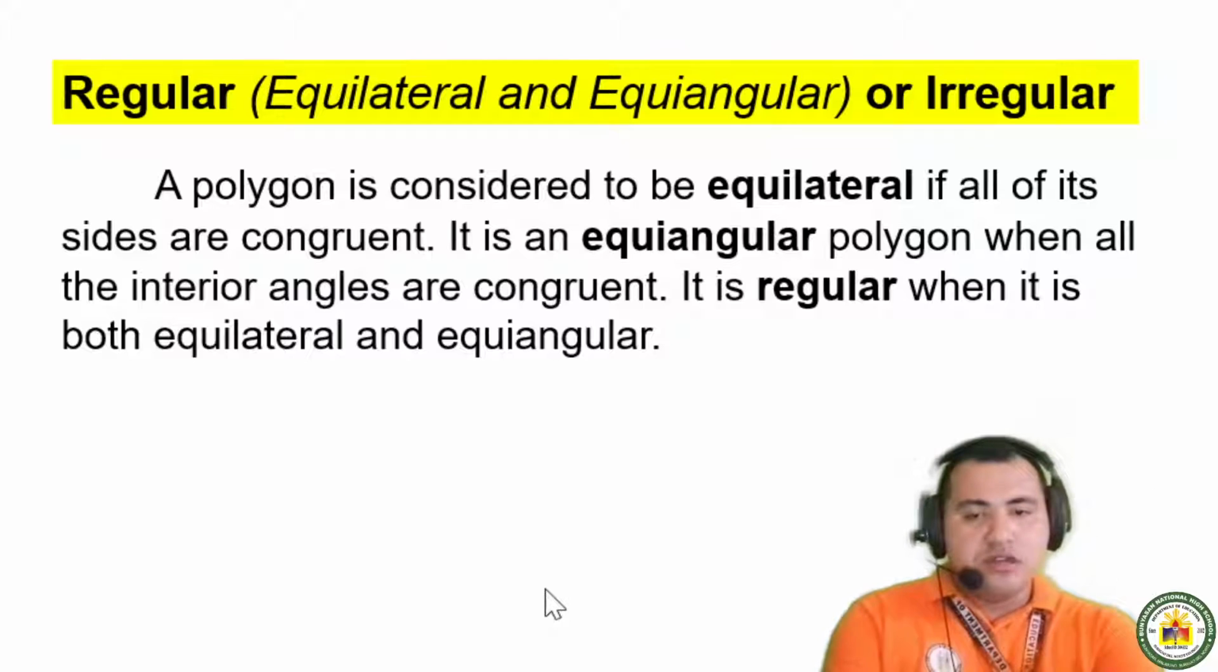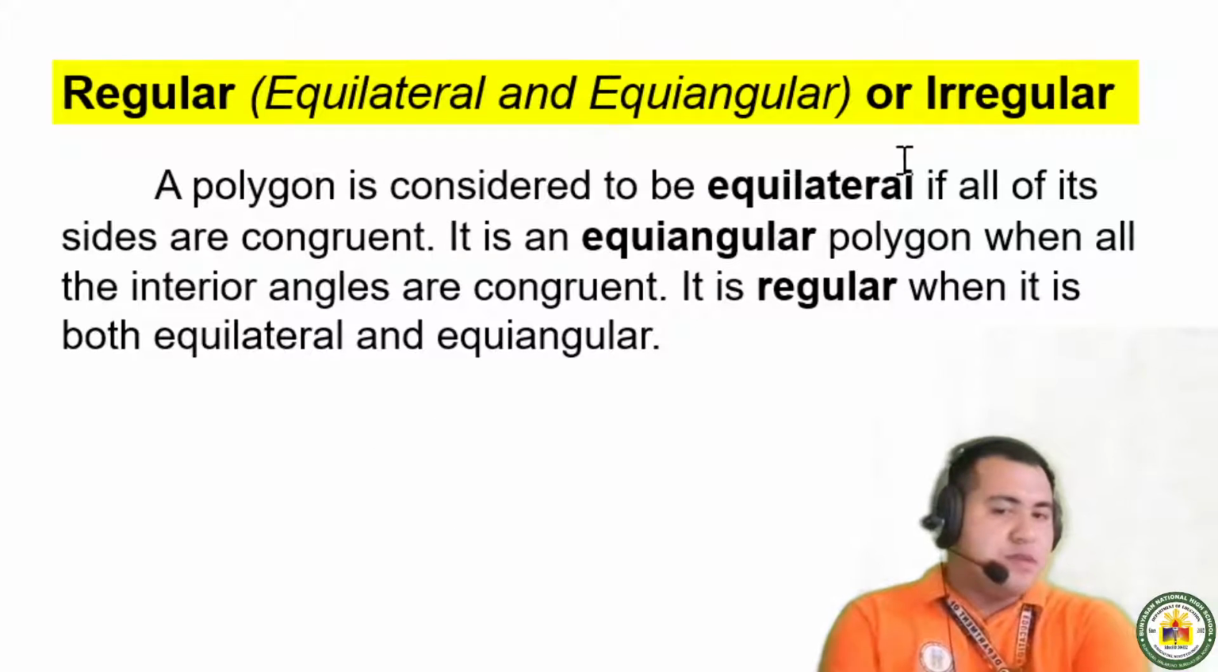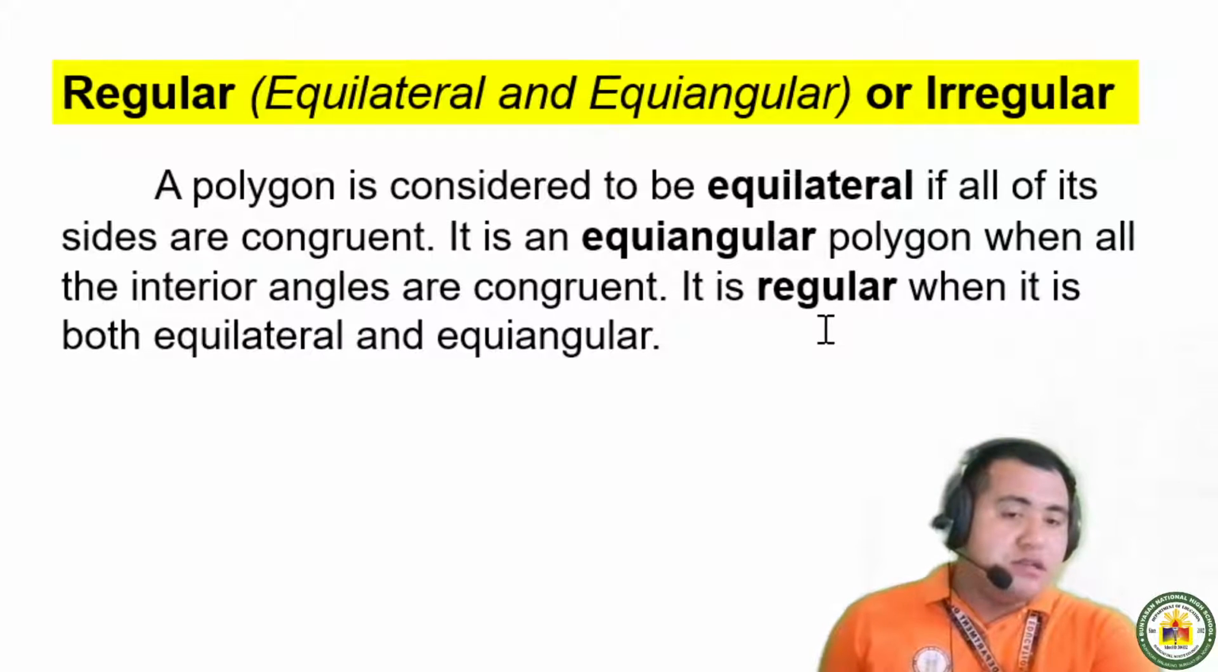So, a polygon is considered to be equilateral if all of its sides are congruent. Equilateral siya. A polygon is regular kung both equilateral and equiangular. So, ang polygon makonsider as regular kung pareho sila equilateral ug equiangular. Now, what is equilateral? Ang polygon makonsider as equilateral kung ang tanan side congruent.